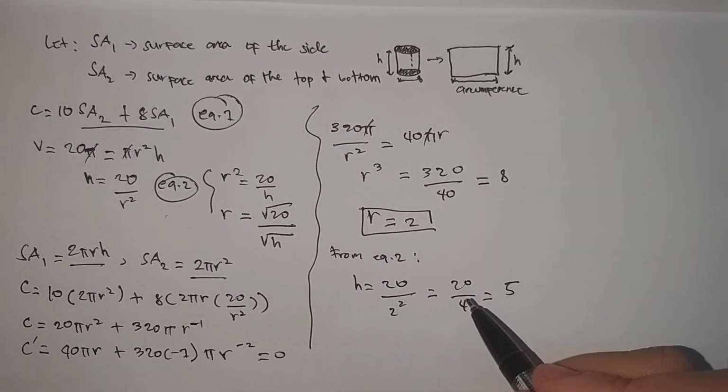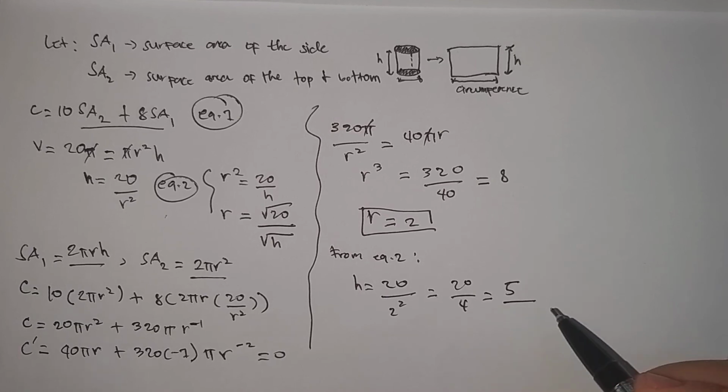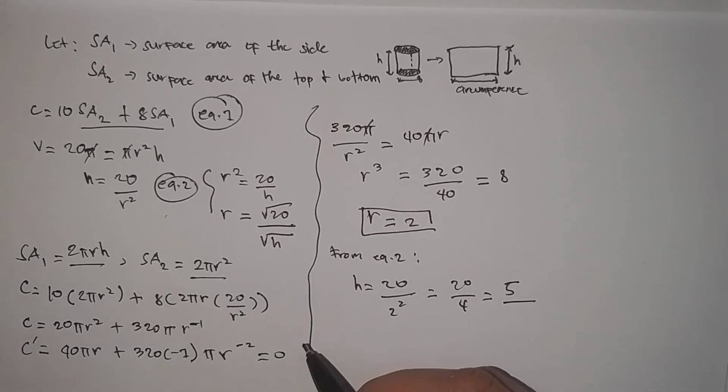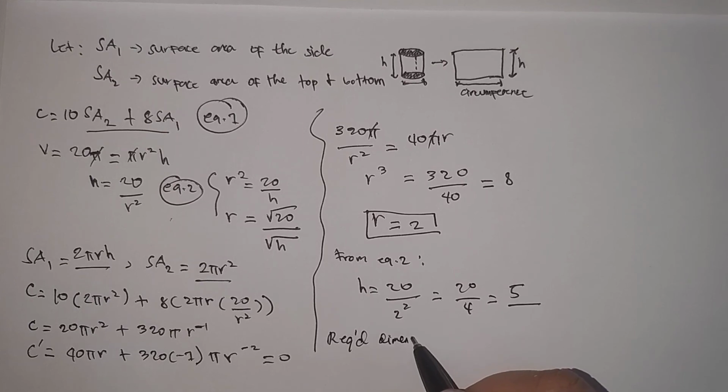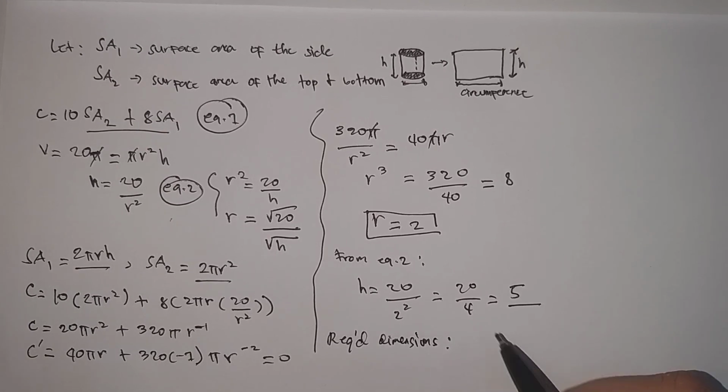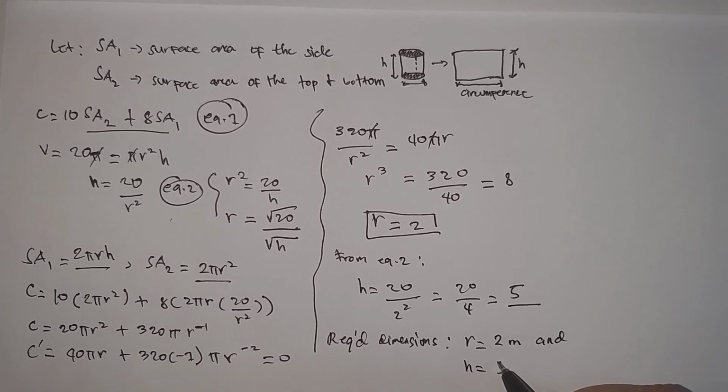Okay, so take note of the units. The required dimensions for the most economical can are r equals 2 meters and h is 5 meters.